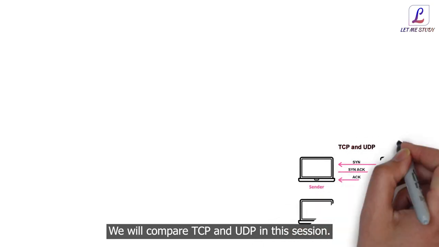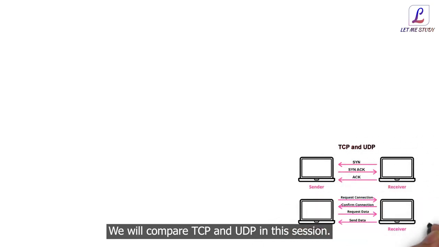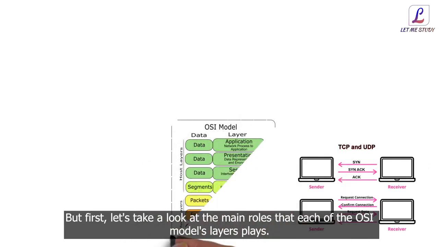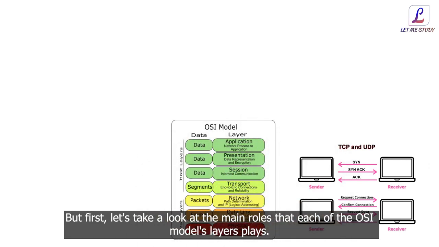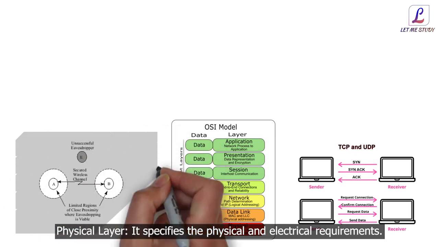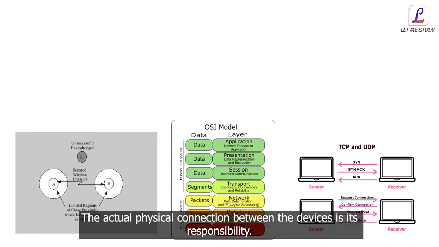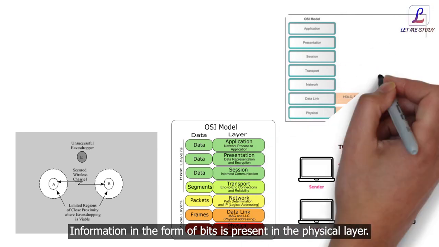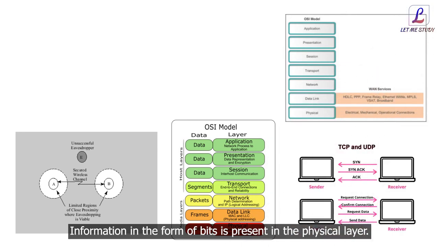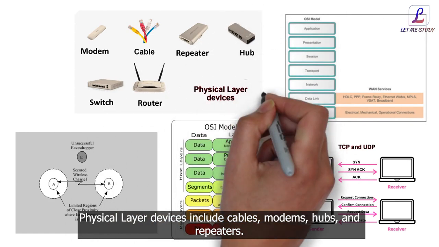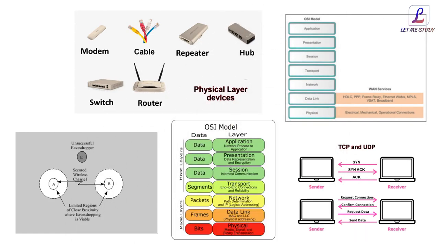We will compare TCP and UDP in this session, but first let's take a look at the main roles that each of the OSI model's layers plays. Physical layer. It specifies the physical and electrical requirements. The actual physical connection between the devices is its responsibility. Information in the form of bits is present in the physical layer. Physical layer devices include cables, modems, hubs, and repeaters.